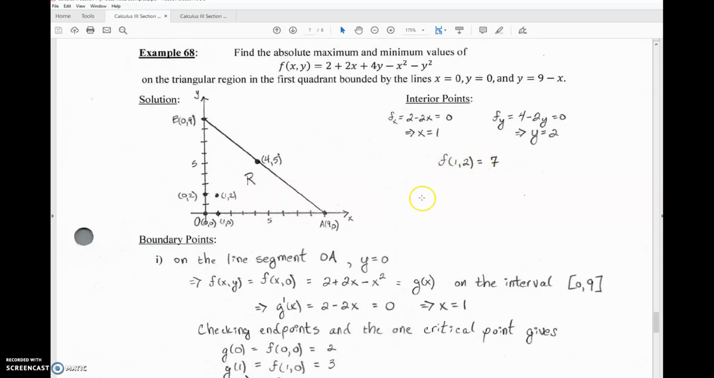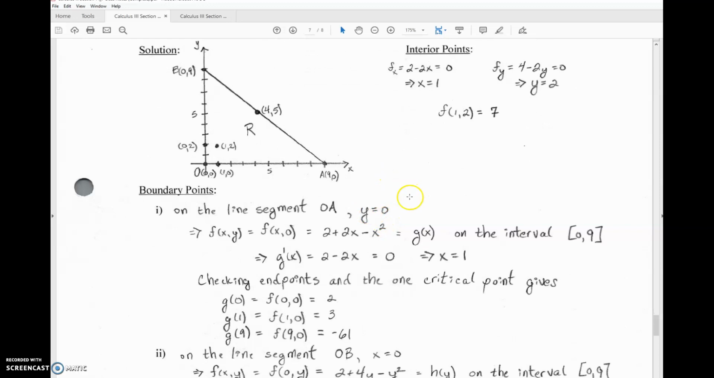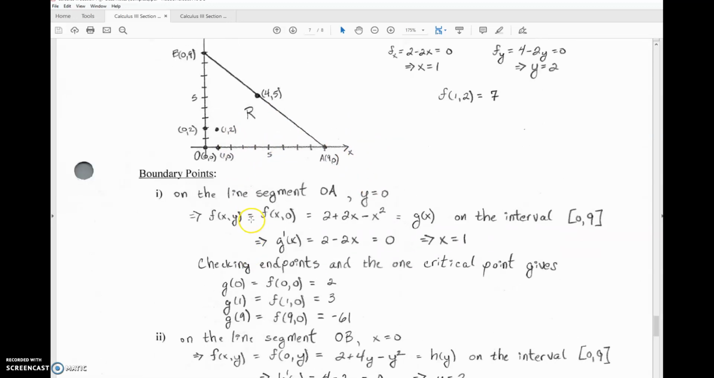Okay. So we're just going to list all the values of all the critical points, and then we'll pick the biggest and the smallest to be our absolute maximum and absolute minimum. We do not need to use the discriminant when we're looking at finding the absolute maximum and minimum of a function over a closed bounded region R. Now we have to check all the boundary points. So we have 3 line segments we've got to check.